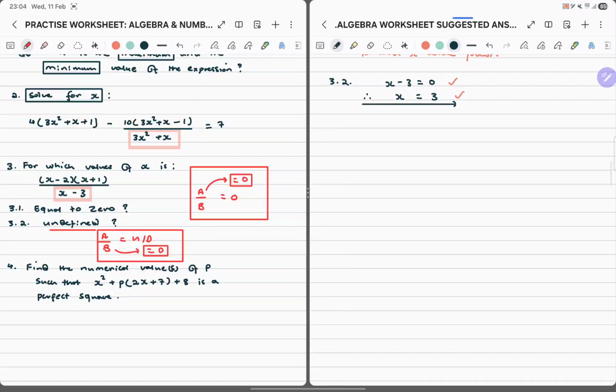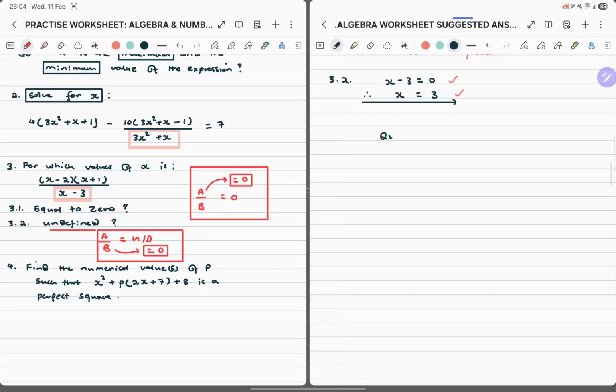Right, so let's get to the next one. Question 4. Question 4 says, find the numerical value or values of p such that x squared plus p into 2x plus 7 plus 8 is a perfect square. So what do you understand by perfect square? We know that once you've got a quadratic expression that is a perfect square, it means it has equal roots.